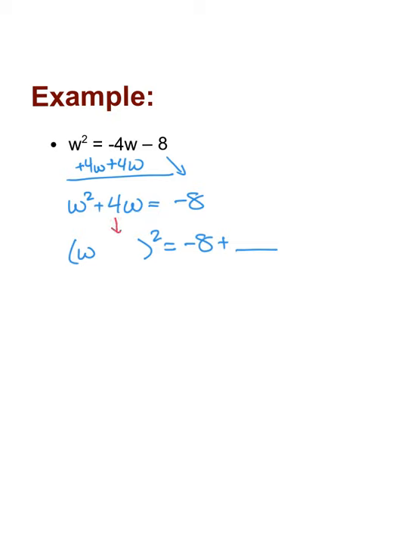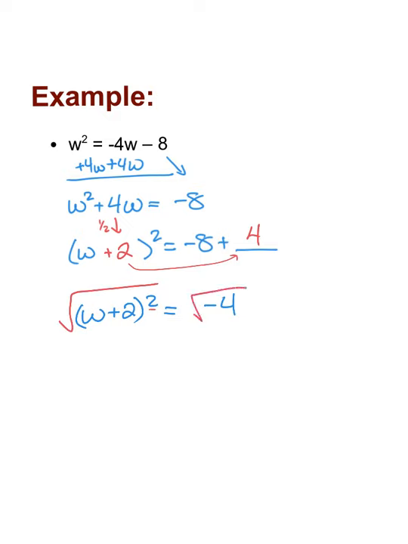Now I'm going to cut this number in half. Half of 4 is 2. Now I'm going to square that number, 2 times 2, and I get 4. So here, if I simplify, I get w plus 2 squared equals negative 8 plus 4 is negative 4. Now to get rid of a squared, right here, again, we're going to square root both sides. So now the square root knocks out the square, so I have w plus 2 equals plus or minus radical negative 4.